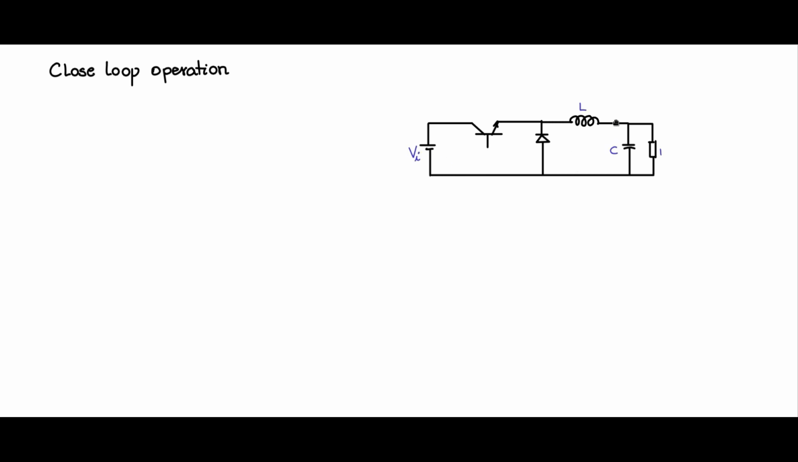Call this Vi, L, C, and V naught. And we would like to regulate V naught. And the control input is here in the form of duty cycle, DTS. So let's say that is the control input, D.